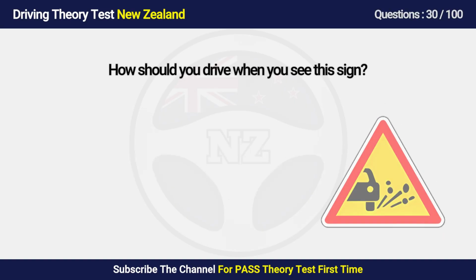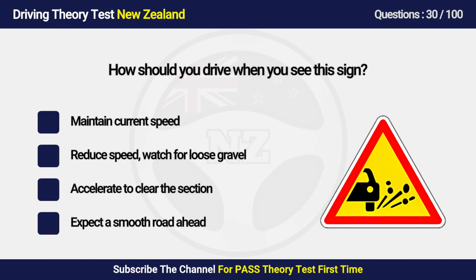Question 30. How should you drive when you see this sign? A. Maintain current speed. B. Reduce speed, watch for loose gravel. C. Accelerate to clear the section. D. Expect a smooth road ahead.